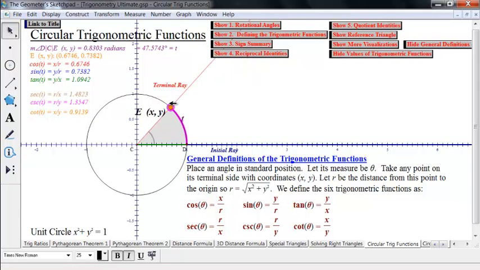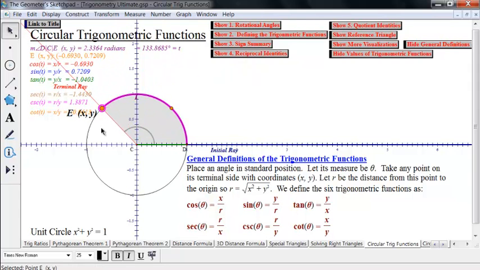But what happens when we move into the second quadrant? What about x and y there? Which are positive, which are negative? Now, r is the distance to the origin. Since it's a distance, it's always going to be positive. So we're always going to let r be positive. It's just a matter of x and y, whether they're positive or negative. In the second quadrant, x is negative and y is positive. Remember, x is associated with cosine and secant. So cosine and secant are going to be negative, whereas sine and cosecant are going to be positive.